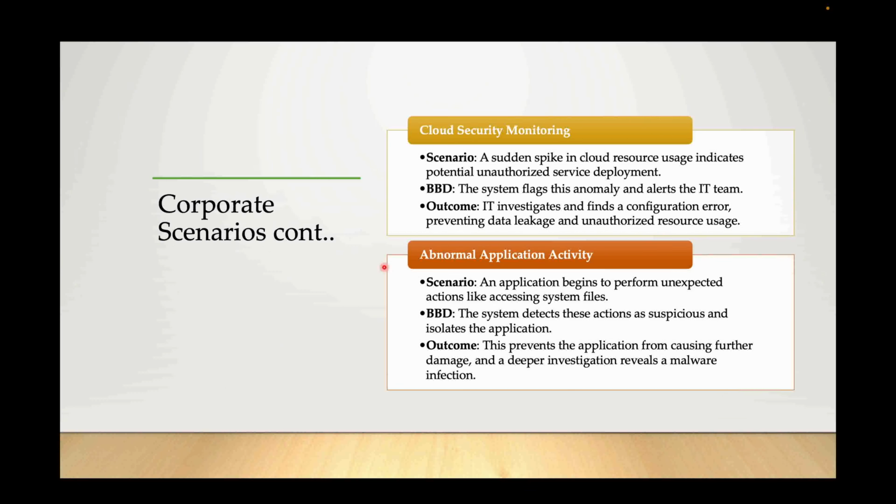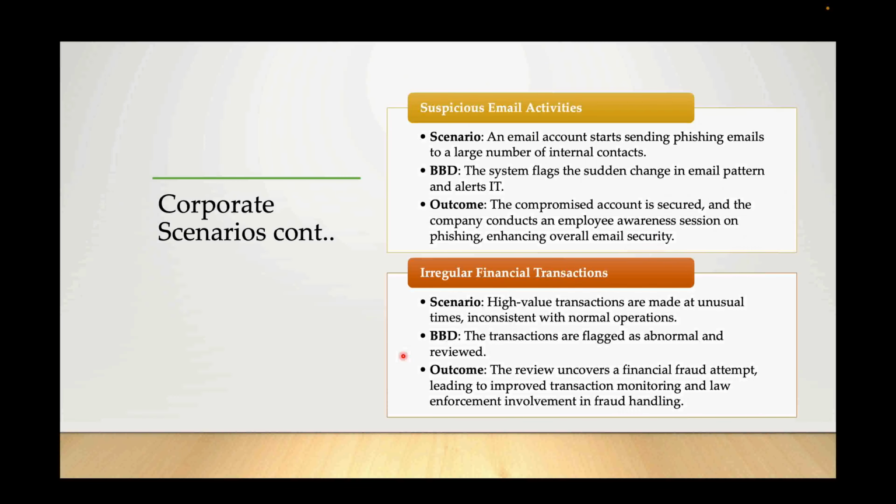The other scenario here, we have abnormal application activity. For example, an application installed in a system begins to perform unexpected actions, like accessing system files and making some configuration changes. The system detects this action as suspicious and isolates the application. The result, this prevents the application from causing further damage, and a deeper investigation reveals a malware infection.